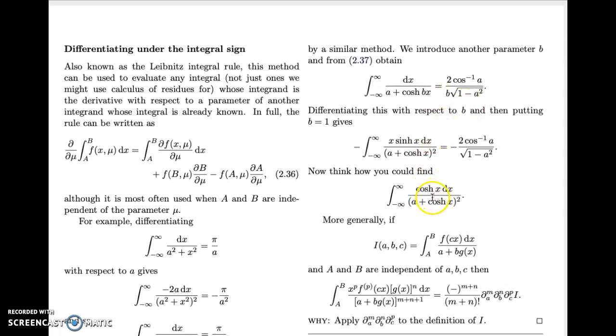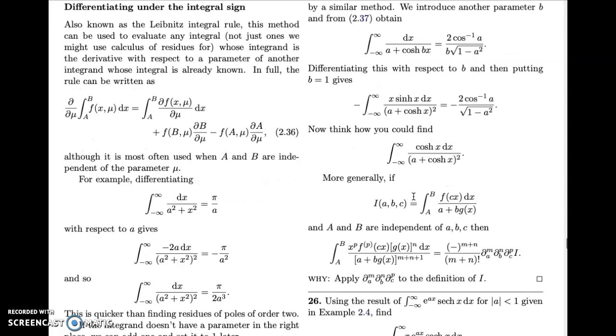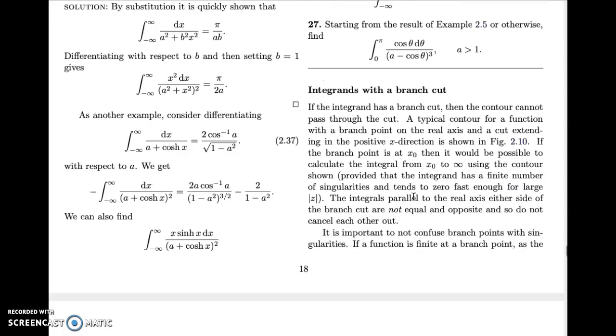So the last thing you might want to do is evaluate this integral. You've got cosh x upstairs. So how do we get the cosh x upstairs? Well, if we were to introduce a parameter here instead of here, if we put some parameter c, say a plus c cosh x, and then differentiate with respect to c, that would bring the cosh x upstairs.